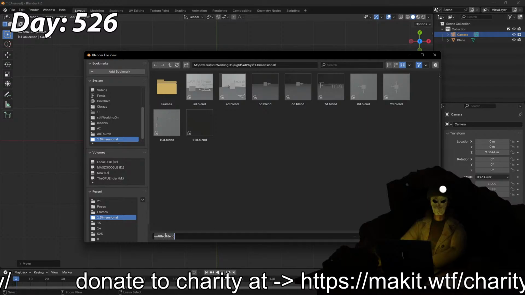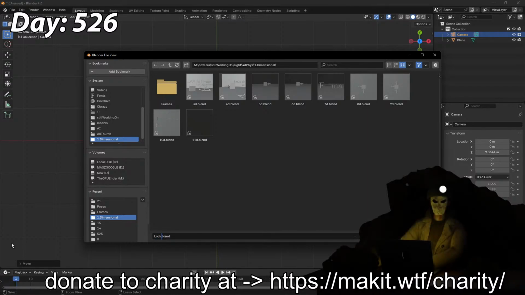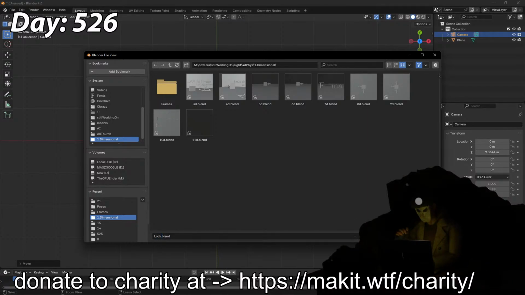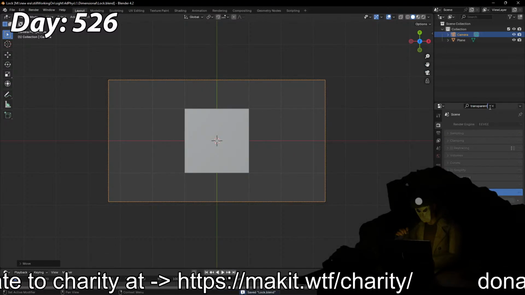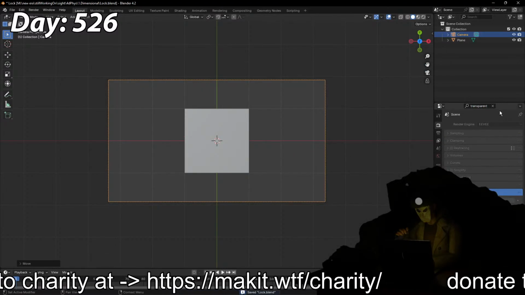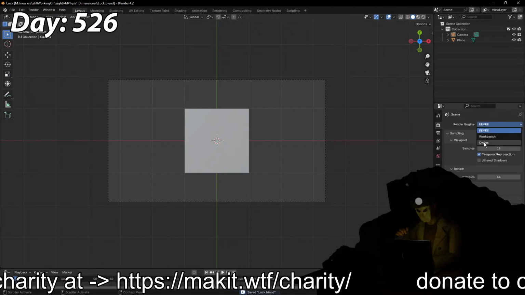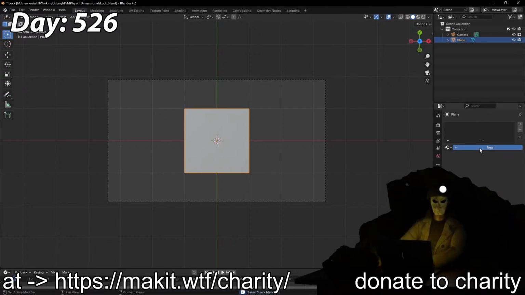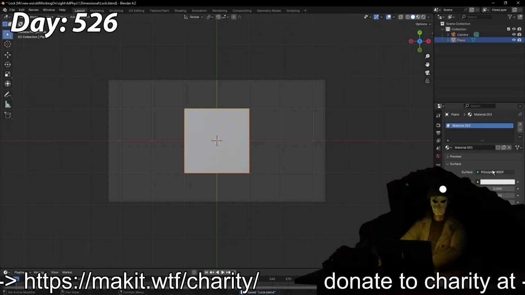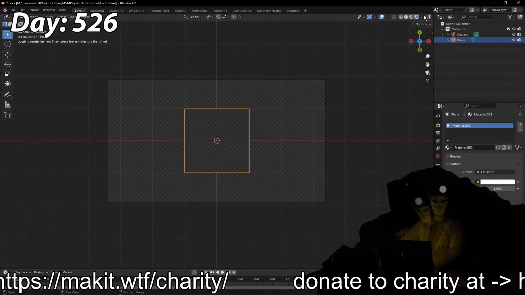Okay, dimensional, and let's call it lock. Why am I switching this to cycles? I won't even use the cycles in this case. It'll just be a mission.